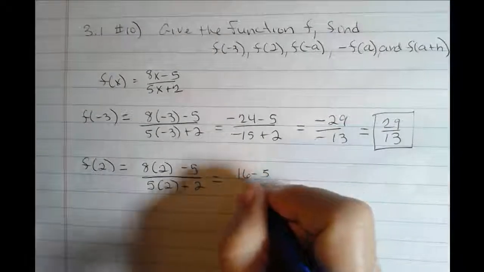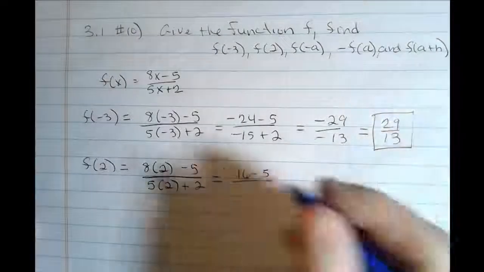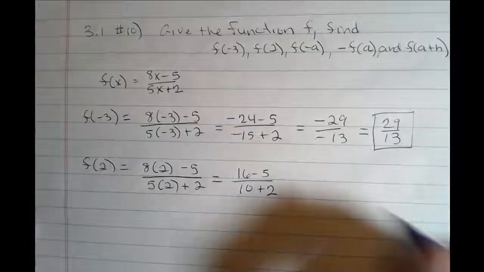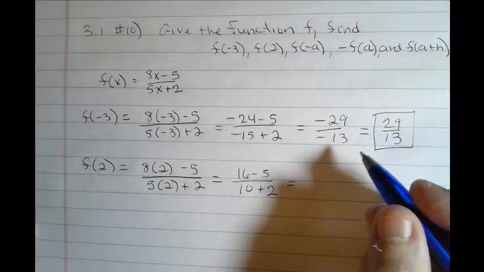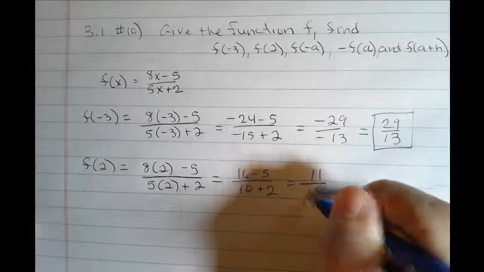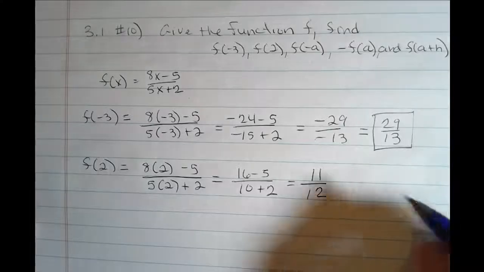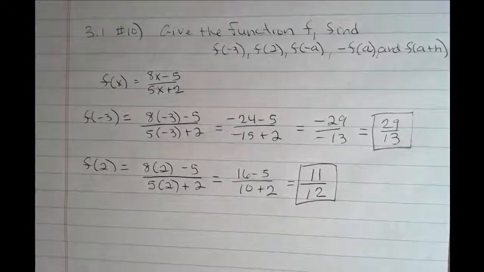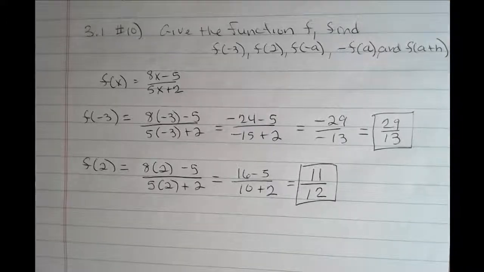16 minus 5 over 10 plus 2. 16 minus 5 is 11. 10 plus 2 is 12. And that's as you would reduce it if you could, but 11 over 12 and the 29/13 are both reduced.